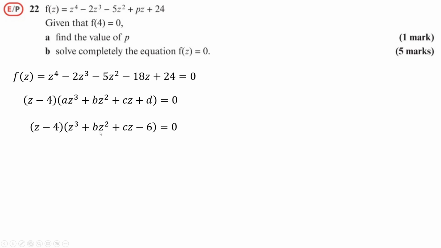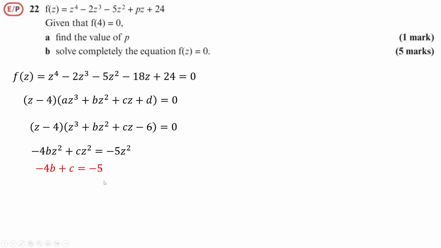Now, let's have a look at z squared. How do you get z squared here? One way is to do minus 4 multiplied by bz squared, which would be minus 4bz squared. And then the other way is to do z multiplied by cz, so that's going to be a positive cz squared. So minus 4bz squared plus cz squared are the only ways to get z squared from this. And we want a minus 5z squared. That's just by equating coefficients because this and this are identical. Cancel the z squared, and you'll get this.